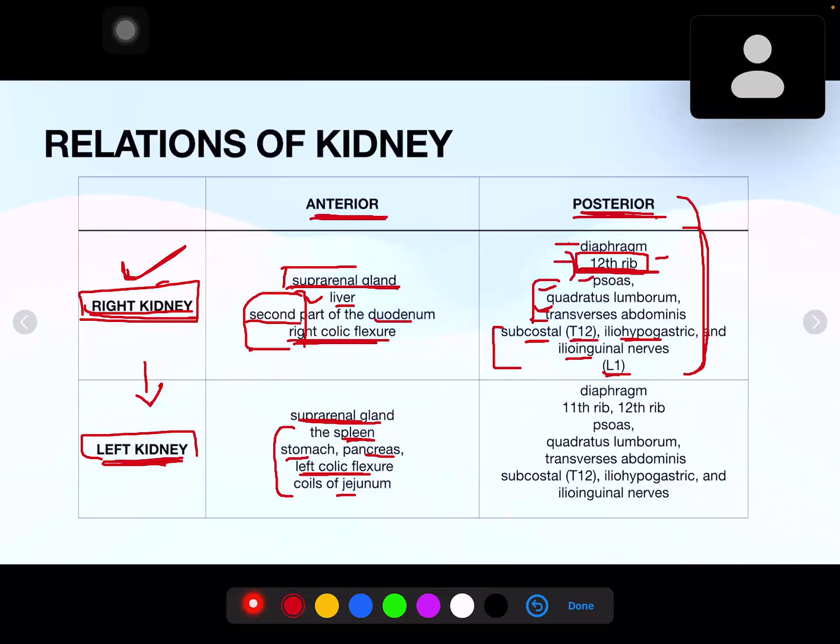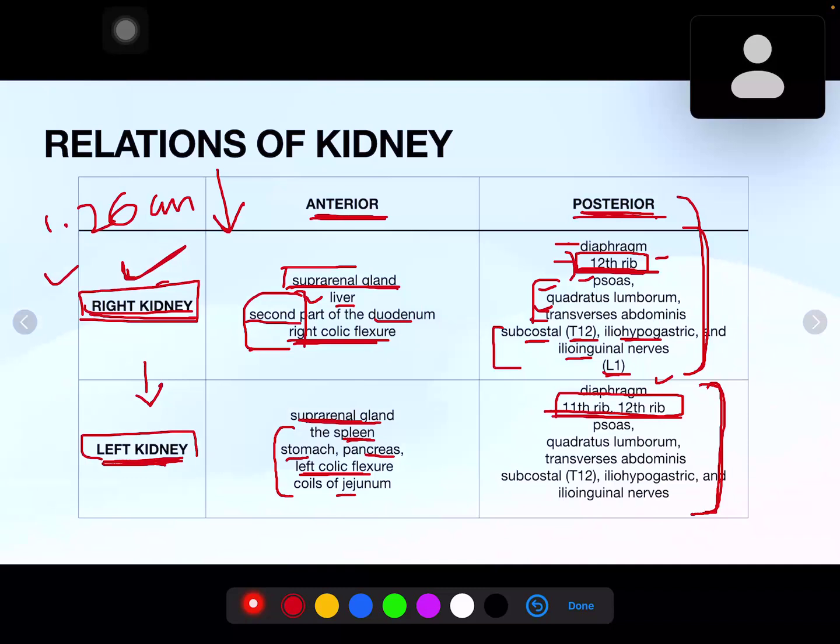Again, the posterior wall, because this kidney lies on the posterior abdominal wall. Again, the diaphragm. Now, what's the difference? The difference is here, only here, the 11th and 12th rib. We discussed previously that the right kidney is approximately 1.25 centimeters lower than the left kidney. So posteriorly, only the 12th rib is present for the right, but the left kidney lies just above, so both the 11th and 12th ribs will be present. A different relation. The relations of these organs are important for exam purposes, and they can ask you the relations.